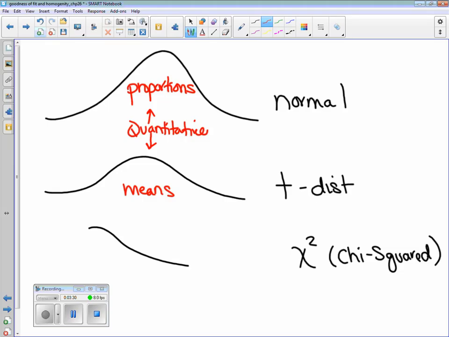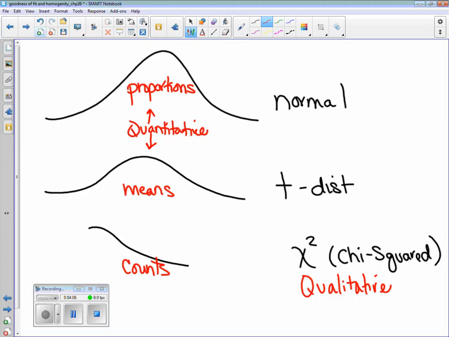When we get to chi-squared, we're now dealing with qualitative data, categorical data. Okay? We're talking about counts as opposed to means or proportions. Okay? We have this many people that have blue eyes, and this many people that have brown eyes, and this many people that have green eyes. Okay? We're looking at categorical data and actual counts of numbers of things in those data.